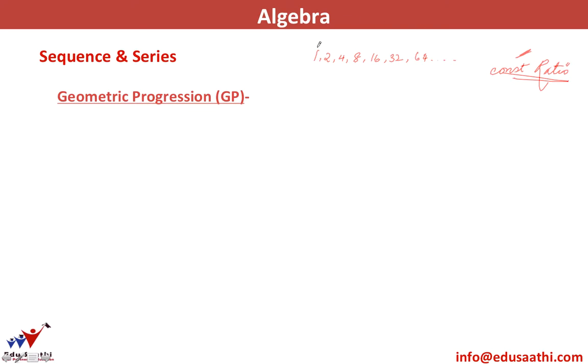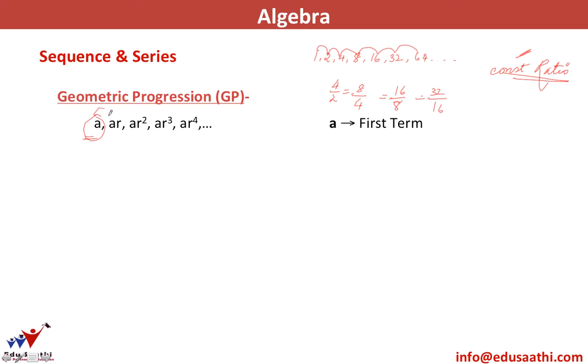If you look here, 1 into 2 is 2, 2 into 2 is 4, 4 into 2 is 8, into 2 is 16, into 2 is 32, into 2 is 64. So what I have is the concept of common ratio. If I divide two consecutive terms, their ratio would always be constant, and therefore the terms would be written as A, which is the first term, into R, the second term, into again R, the third term, into again R, the fourth term, into again R, the fifth term, and so on.